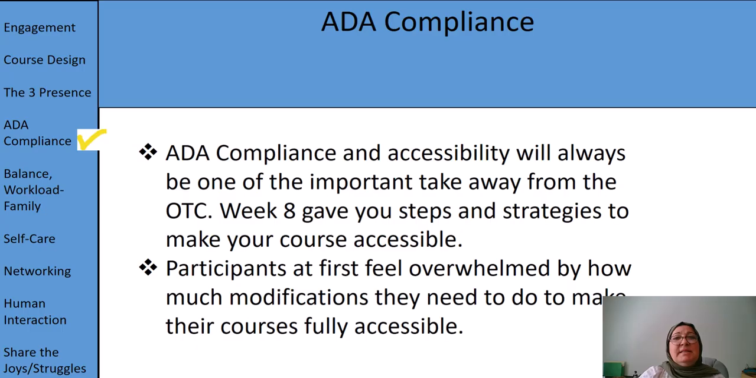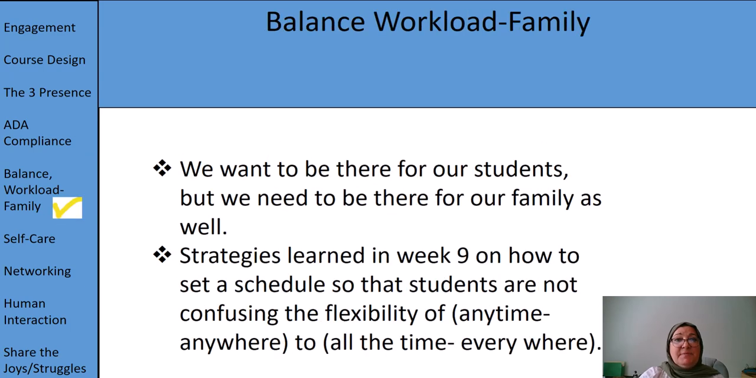ADA compliance. Some of this gives students the most overwhelming feeling. There's a lot to be done. Do what absolutely has to be done now. Ensure that your new content is created with accessibility in mind, and then work on things as they come up.